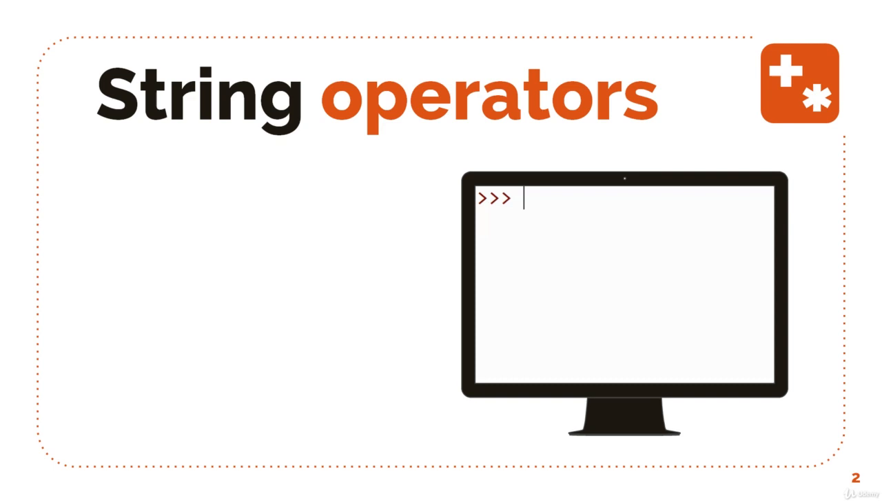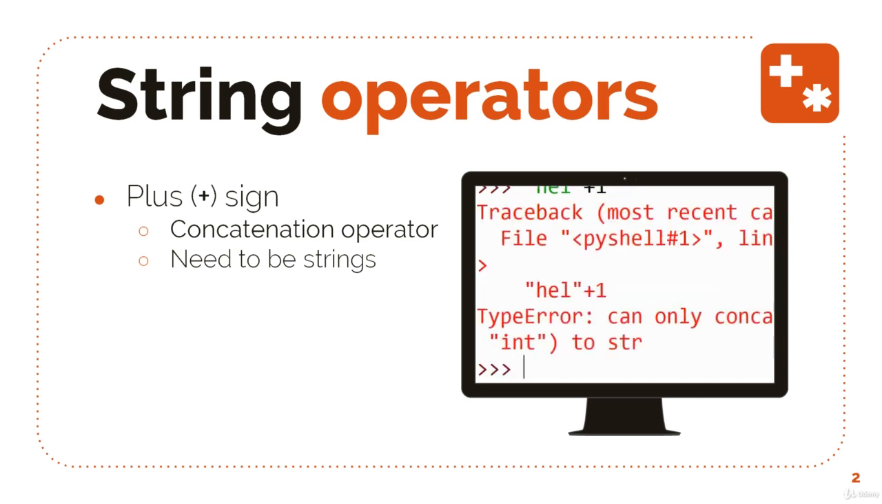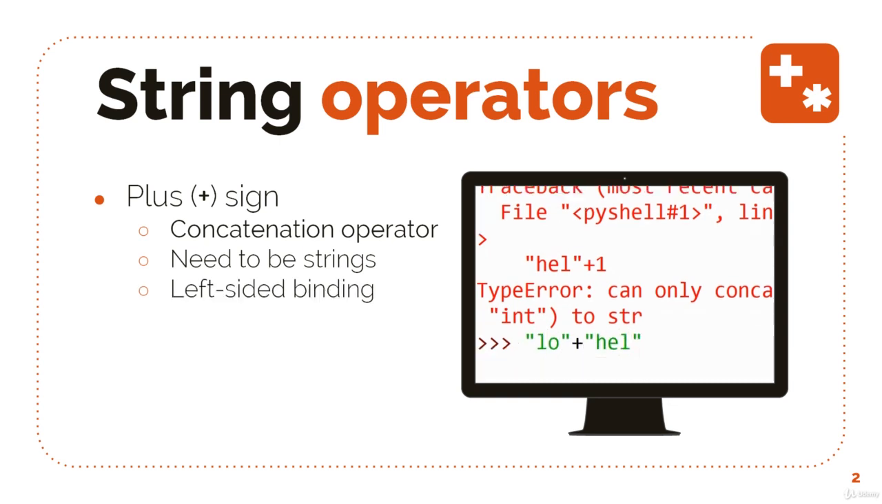The first thing I want to show you is that there are two arithmetic operators that can be used with strings but in a different way. The first one is the plus sign, which can be applied to two or more strings. This is called a concatenation operator, which is just a fancy word for linking things together, as you can see on the screen. But a thing to remember is that you cannot mix a string with an integer. For this to work, it has to be with strings only. Also, this is left-sided binding, which means that whatever's on the right will be joined to the left.